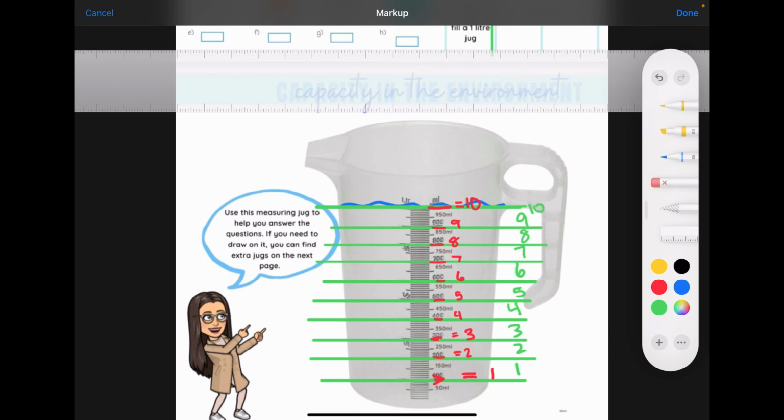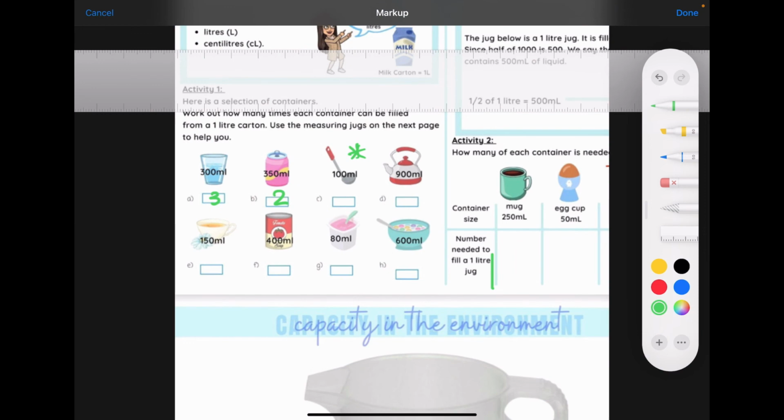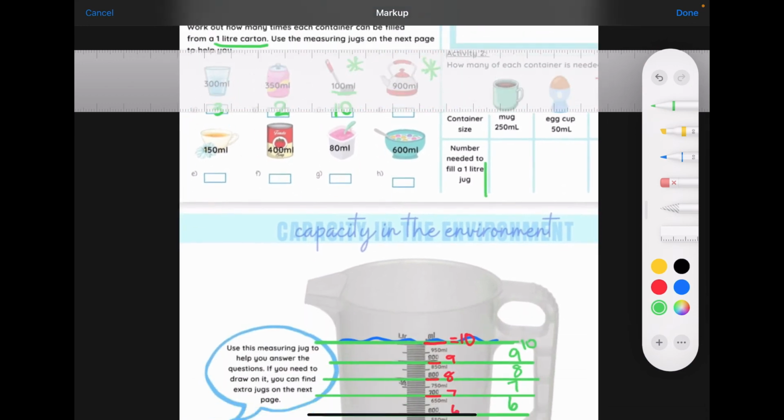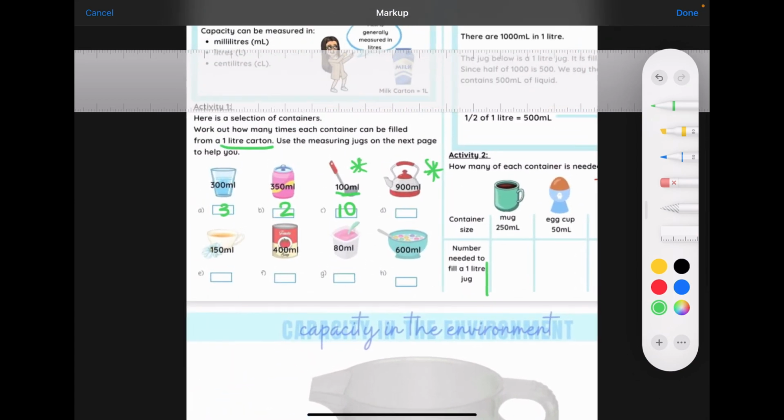Okay, so if we go up to the top again, back up to our worksheet, we can say that this container with a 100 ml capacity can be filled 10 times using a 1 liter carton. All right, let's do one more. Let's look at the kettle. So the kettle has a capacity of 900 mls.